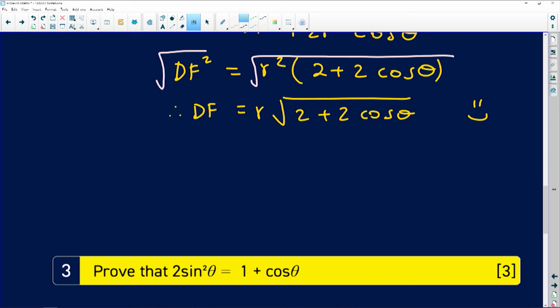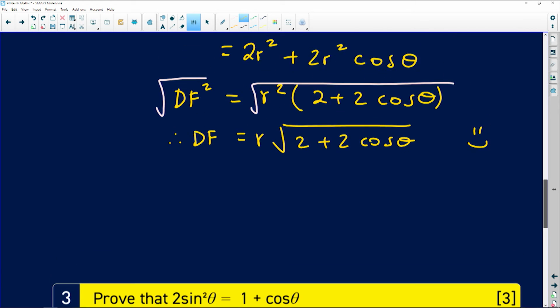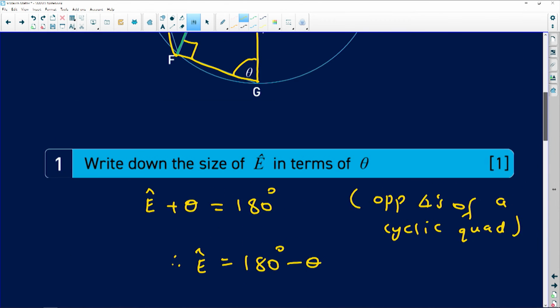Let's see the last part of this question. They say now prove, without any further complications, that 2 sine squared theta equals 1 plus the cosine of theta. Now this one is tricky. We want you to prove 2 sine squared theta equals 1 plus cos theta. Let's go back to the diagram and see what we know so far.